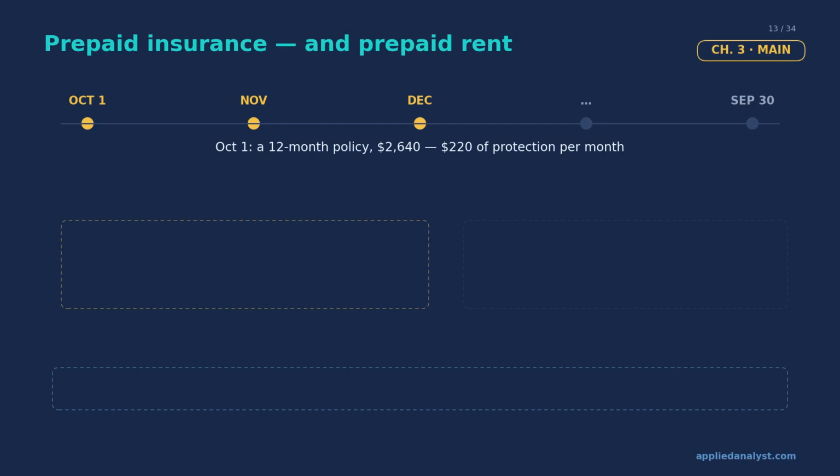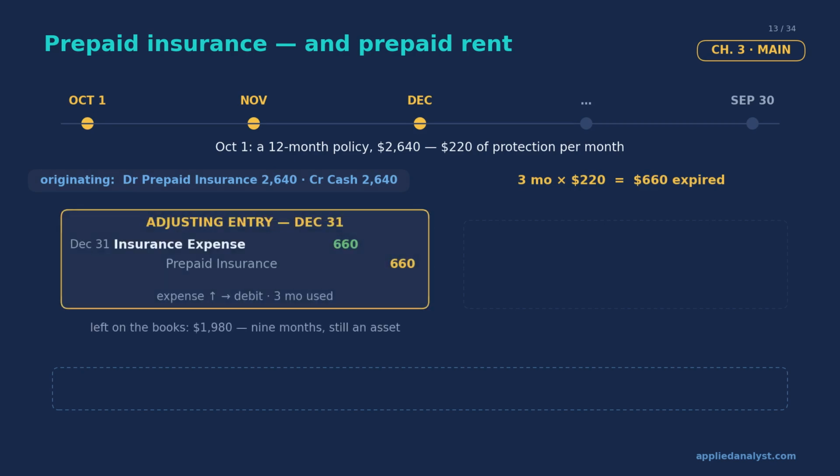On October 1st, Maple Bean paid $2,640 for a 12-month shop policy. Originating entry, debit prepaid insurance, credit cash. That's $220 of protection per month. By December 31st, 3 months have expired. October, November, December. 3 times $220, $660 used up. Adjusting entry, debit insurance expense, $660.